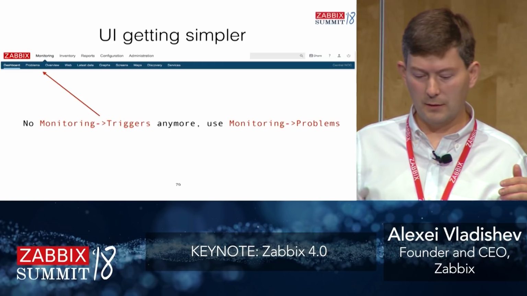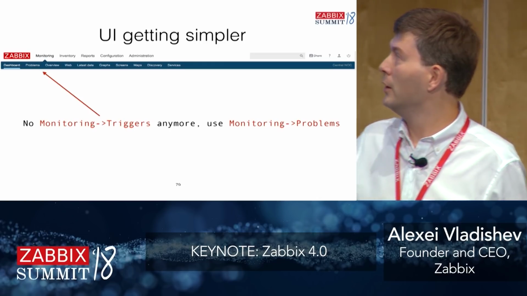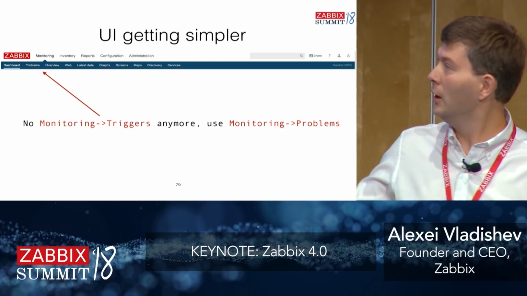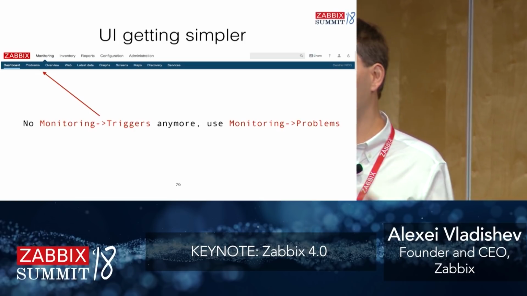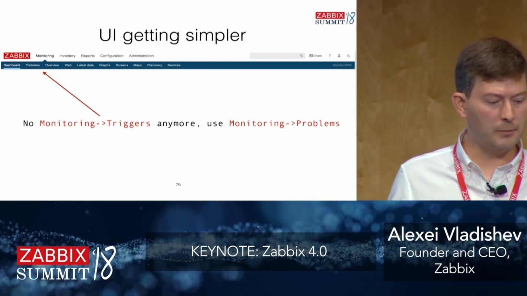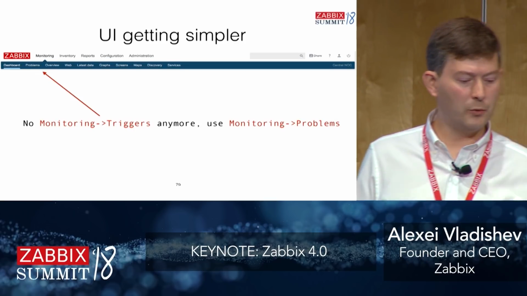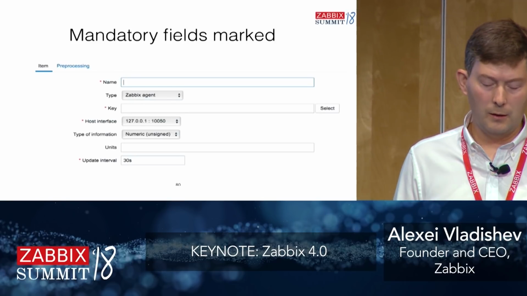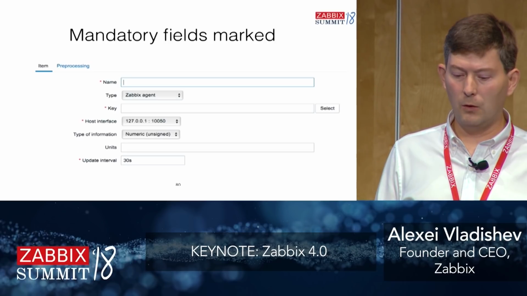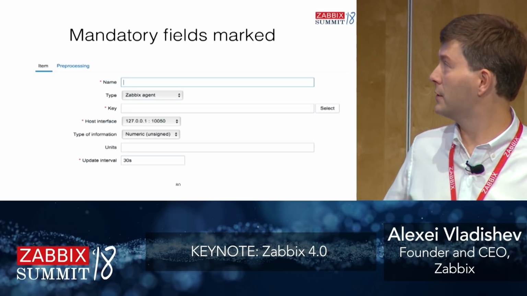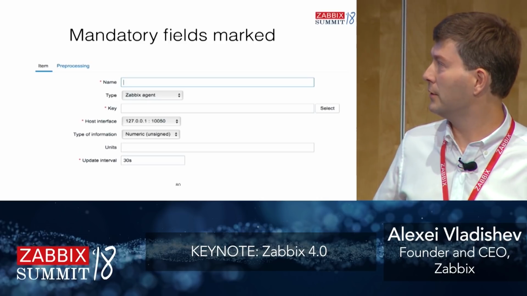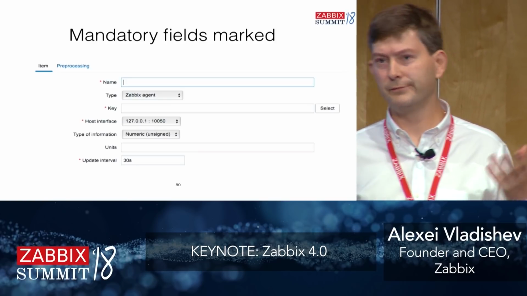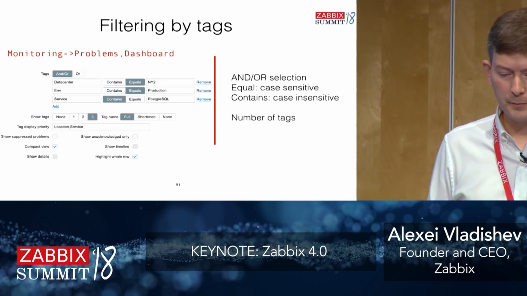So that's exactly the reason why we made a decision to remove information about triggers from monitoring. But there is no kind of regression in functionality. All functionality supported by monitoring triggers is now supported by monitoring problems. So exactly the same. Another usability improvement is that all mandatory fields are now marked, so you can see those. Okay, the name, key, host interface, update interval are mandatory fields. The other fields are optional. Small change, but very, very nice.